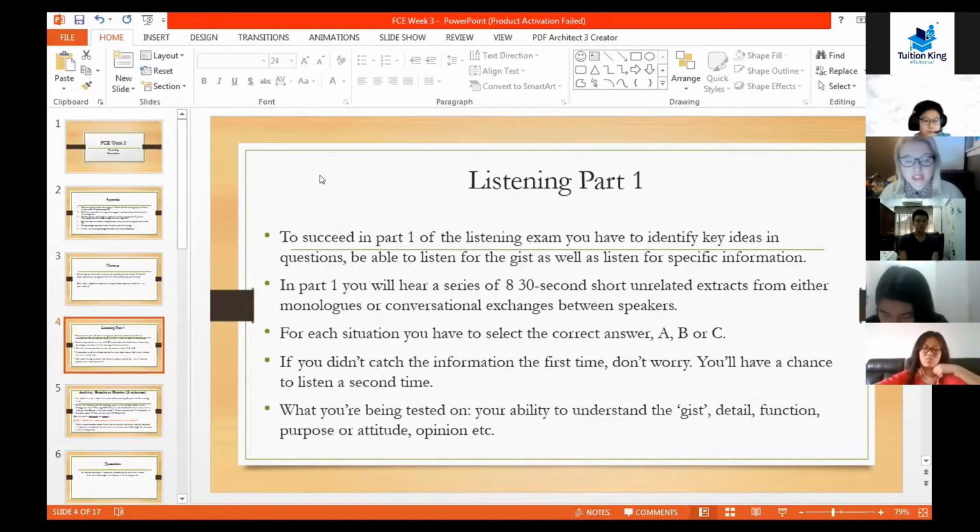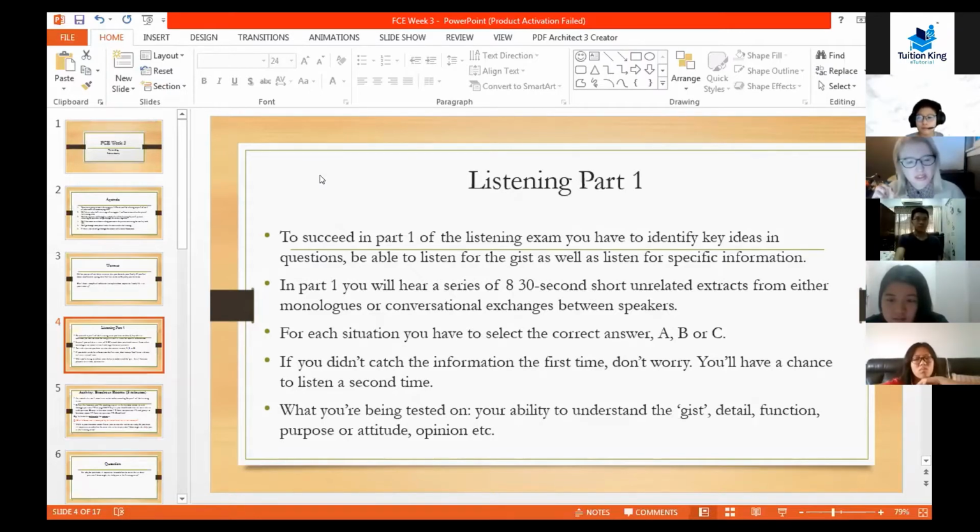And for each extract, you'll have a question, and for the question you have 3 possible answers, A, B, or C. Now, as I mentioned, we're going to have an exercise soon whereby you will underline the main ideas in the questions.